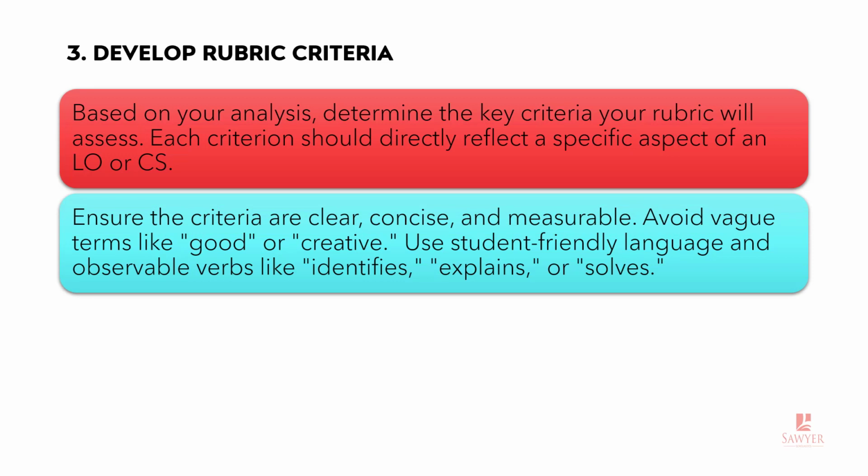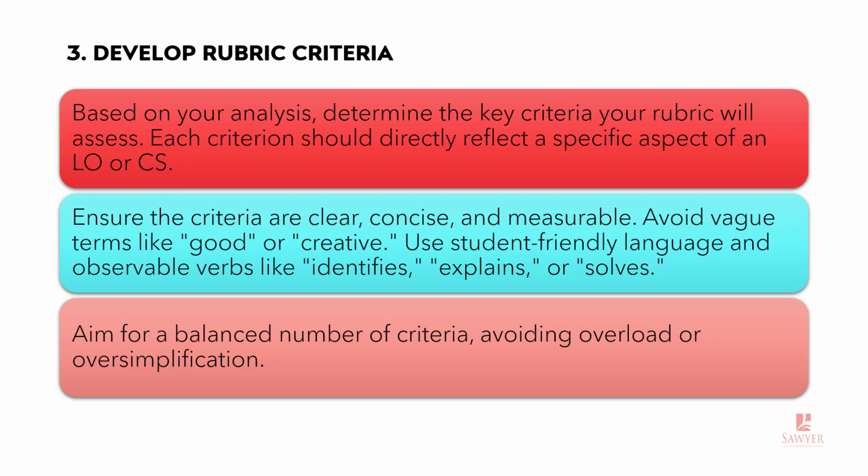Okay. So ensure the criteria are clear, concise, avoid vague language such as good or creative, use student-friendly language, and observable verbs like identifies, explains, solves. Again, when we say this, identifies, explains, or solves, what are those? Well, those are measurable objective verbs, right? We can actually measure them. We can see them, right?